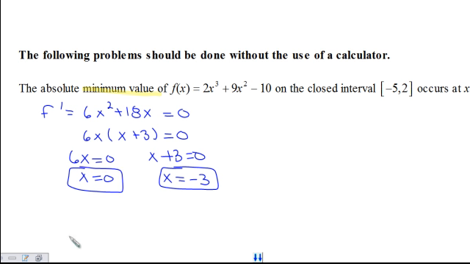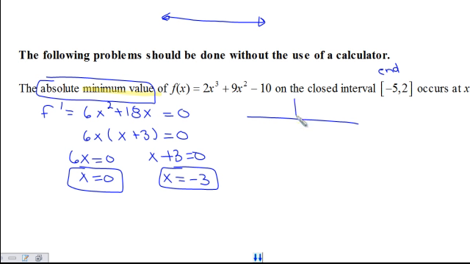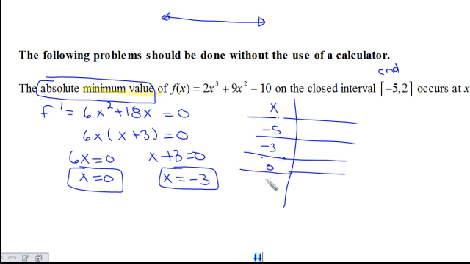Okay, so those are possible points of max or min, they're critical points. But because I'm looking for the absolute, I'm not going to do a number line. I do a number line if I'm checking for local max or min. Since I'm looking for absolute, I have to check my endpoints as well. So I am going to do a table. I'm going to have -5, -3, 0, and 2, and I'm going to substitute that into my original function to find out what my y value is.